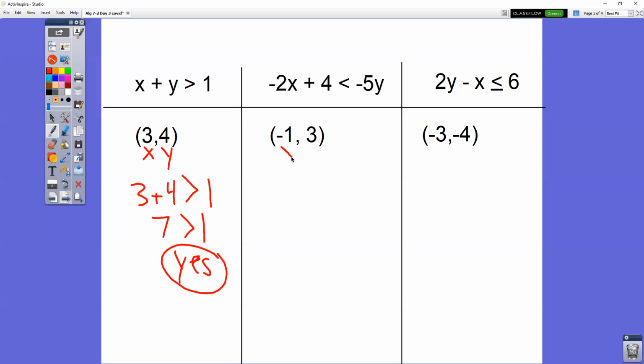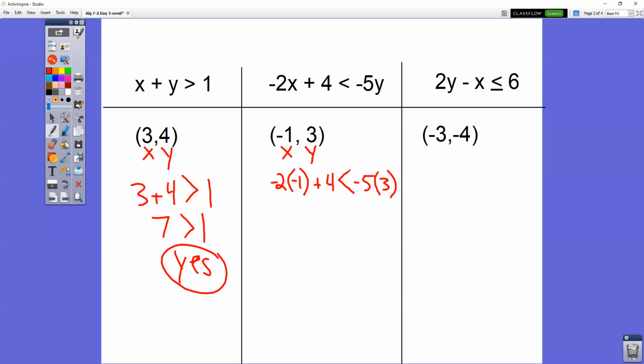So again, all points are written x comma y. So -1 is your x and 3 is your y. So instead of x, I have -2 times -1 plus 4 is less than. Now, this time, we have letters on both sides of the inequality sign. We have -5 times y, or times 3 when we go to sub it in.